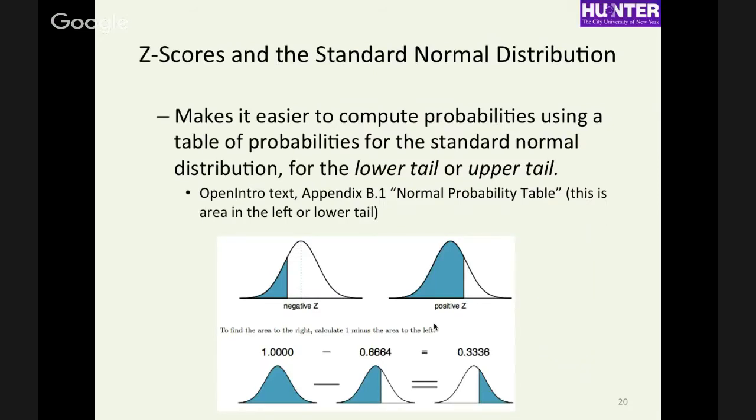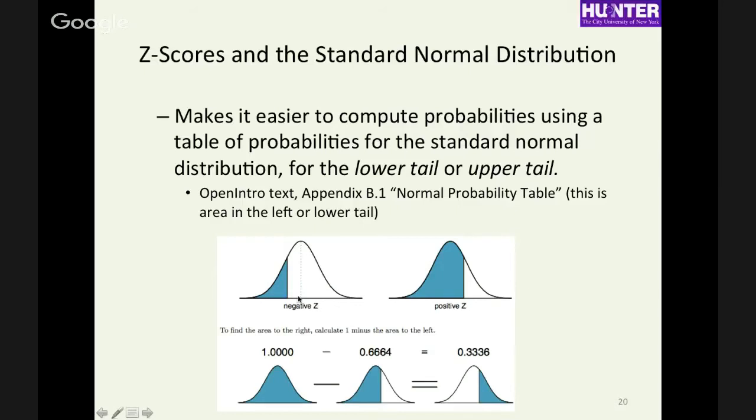And the biggest advantage to taking measurements and converting them to z-scores is that you can use the standard normal distribution for calculating probabilities. And for the standard normal distribution, there are tables. There's one in the back of your textbook. They're online. You can pick out the one you like and you can use it. This is what the one in the back of your textbook looks like.